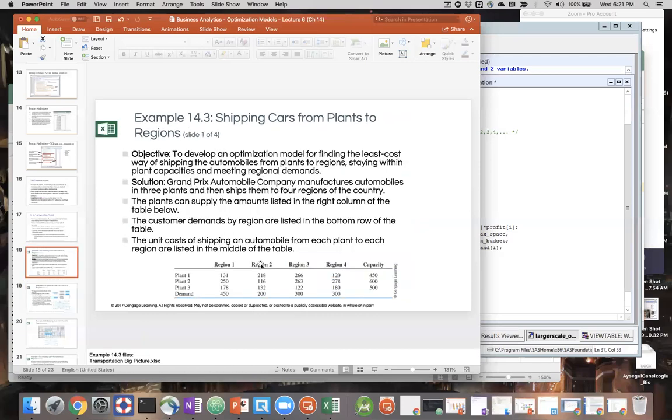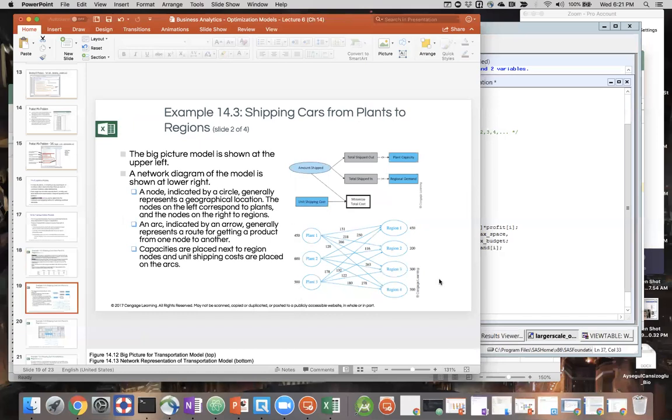So basically this table that you see became this nice network form when you start reading the problem and writing it. And I think this makes it very clear. Now the decision variable here is how many units to ship from this node to that node, to this node, to this node. So basically how many units to ship on each arc.